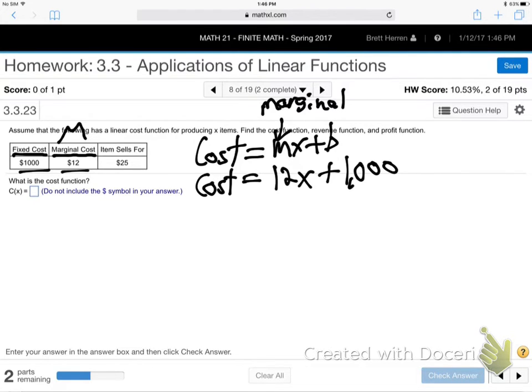The item sells for $25. What does that mean, that the item sells for $25? I'm supposed to write a revenue function, right? So how do I write the revenue?